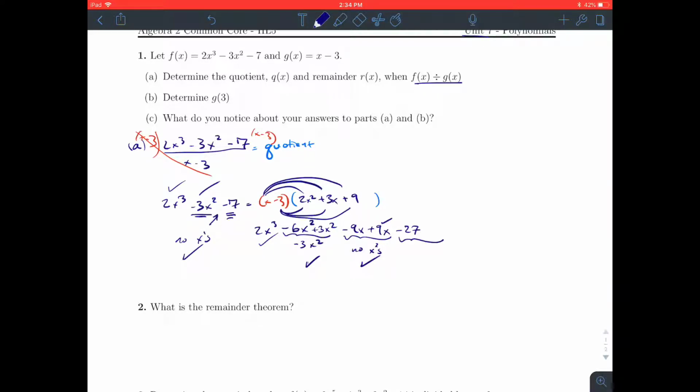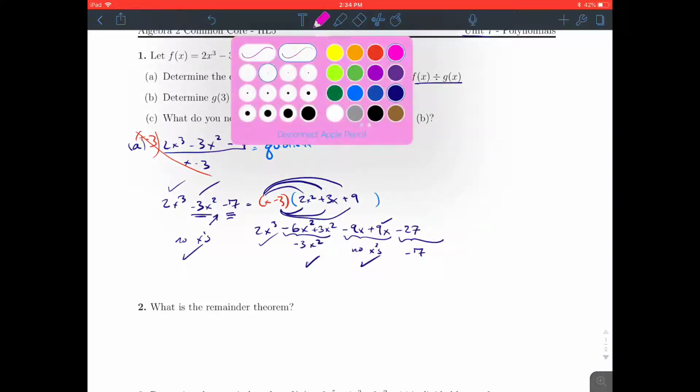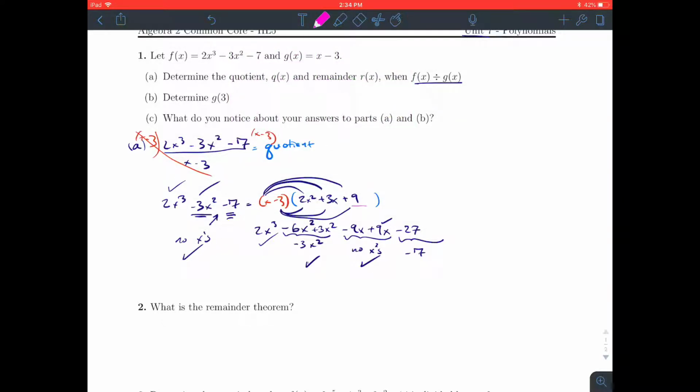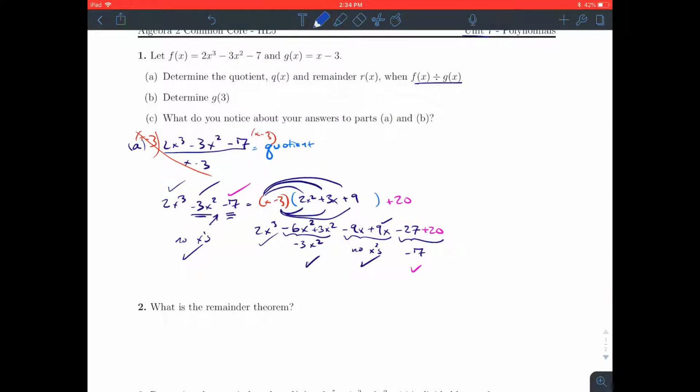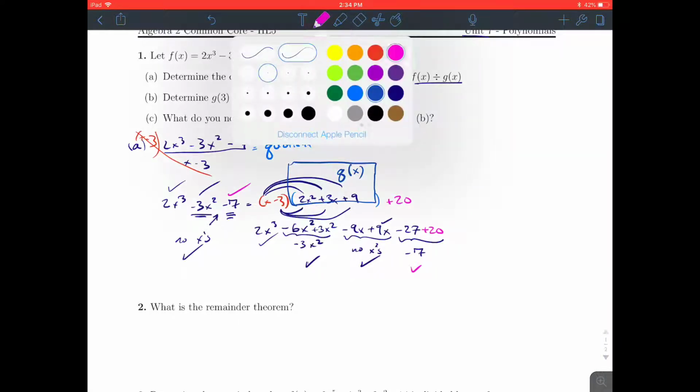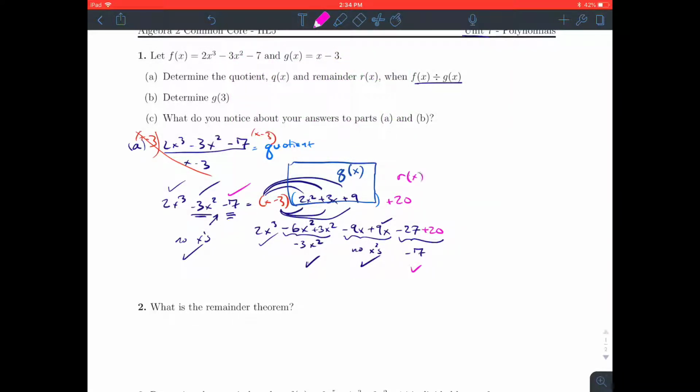We want negative 7. So there needs to be a term that, when we combine it, gives us negative 7. That next term, there's no place for it in the parentheses. So it's got to be our remainder term of positive 20 here. So together, those give us negative 7. So it looks like, identifying things here, we've got our quotient, q of x, and our remainder, r of x.